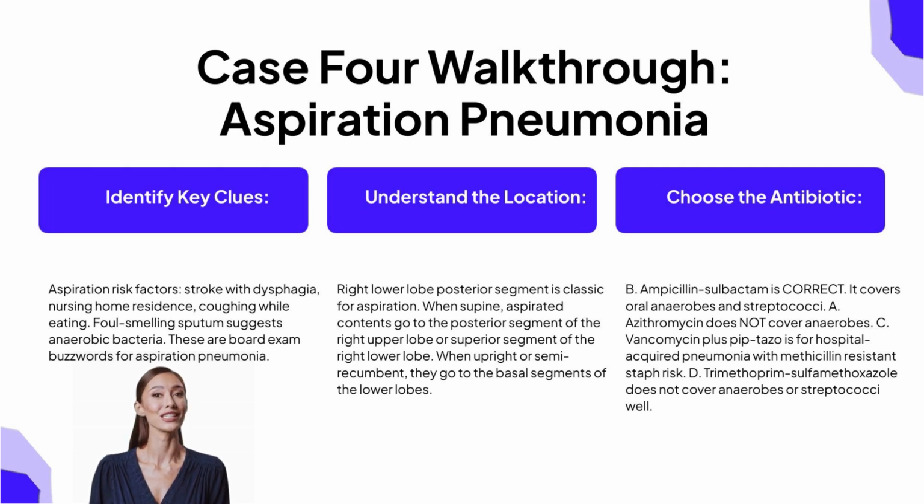Now for antibiotics, we need anaerobic coverage. Ampicillin-sulbactam is correct because it covers oral anaerobes and streptococci. Azithromycin does not cover anaerobes. The vancomycin plus piperacillin-tazobactam combination is for hospital-acquired pneumonia with resistant staph risk, not aspiration. Trimethoprim-sulfamethoxazole has poor anaerobic coverage.